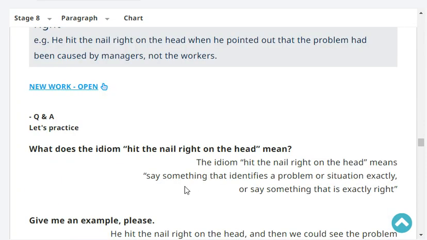What does the idiom hit the nail right on the head mean? The idiom "hit the nail right on the head" means to say something that identifies a problem or situation exactly, or to say that something is exactly right.